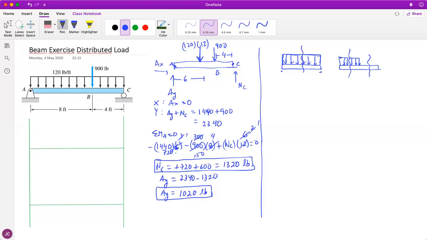So this distributed load was with a slope of, I don't know, in this case, we have 120. This is like our slope, 120 pounds per foot, fine. And 120, 120, 120, 120, and then zero. So it changed slope. You need to put another section.